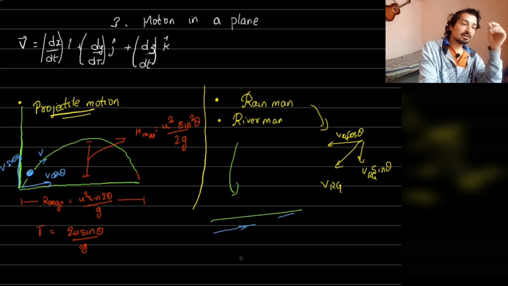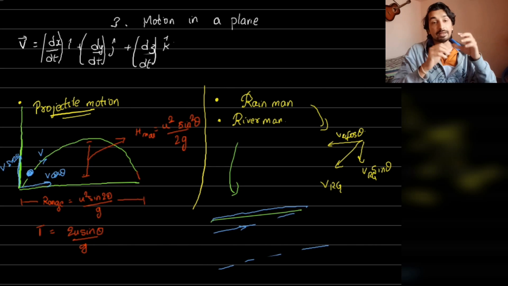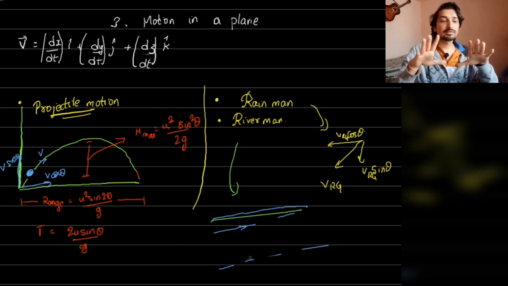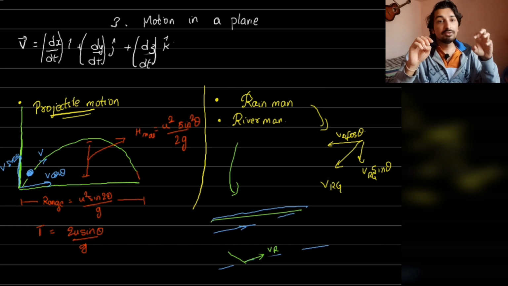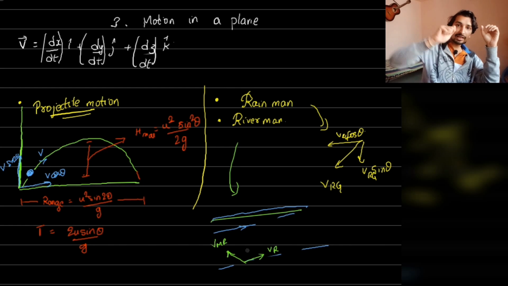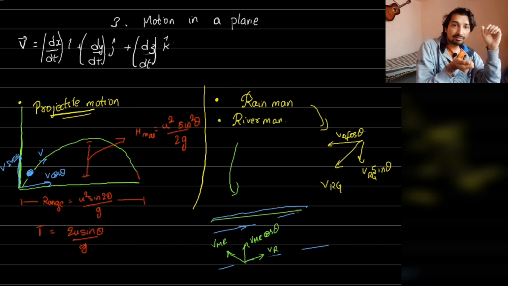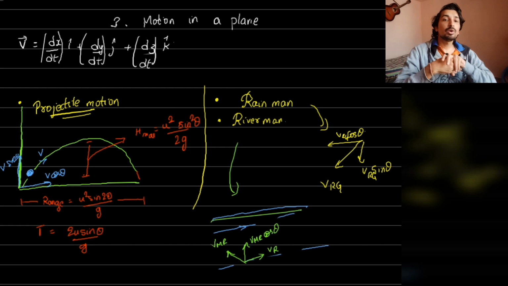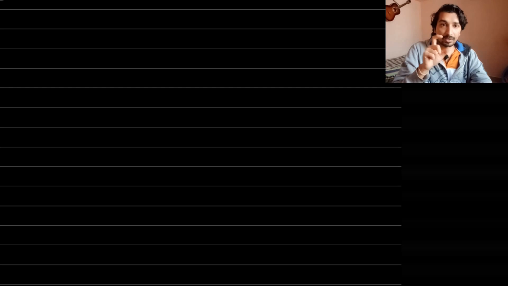Then you have Rainman and Riverman. How do you do Rainman questions? Again, everything is just about vectors. There is nothing to learn. If you are good at math and vectors, you can do all the questions. In Rainman, rain falls at an angle. At what angle should he hold the umbrella when he is walking at a certain speed? You need to calculate the relative velocity. Relative velocity is velocity of A minus velocity of B, that is, the relative velocity of A with respect to B.